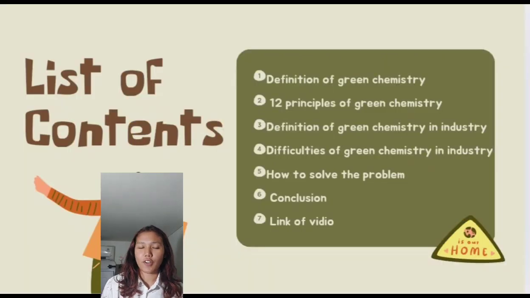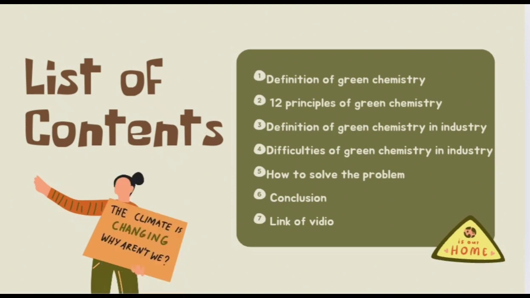So, for the list of content: first is the definition of green chemistry, the 12 principles of green chemistry, the definition of green chemistry in industry, the difficulties of green chemistry in industry, how to solve the problem, and the conclusion. And that's it.